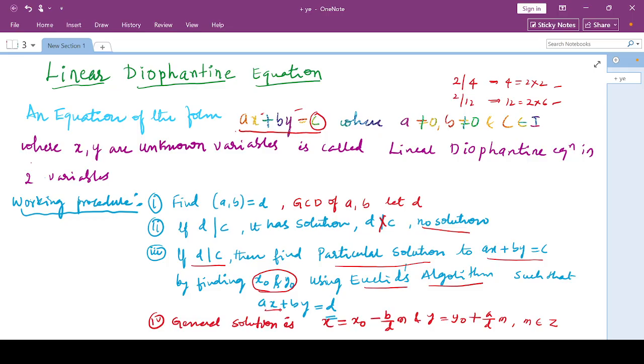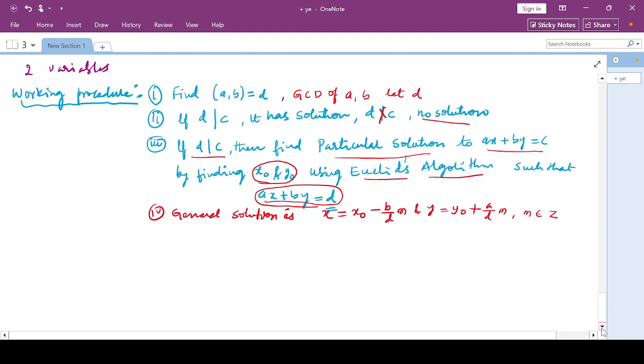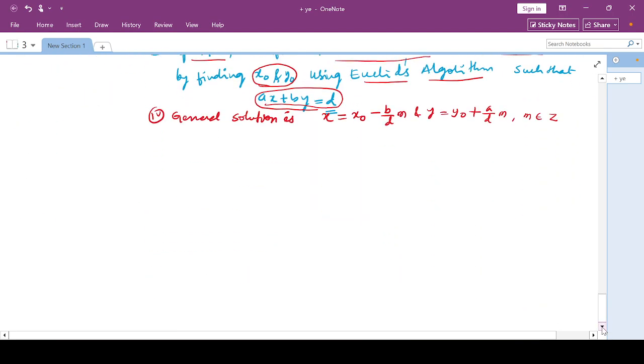We need to express the GCD in the form ax plus by. Once you express it in the form ax plus by, you can write the general solution: x is equal to x0 minus b by d into m, and y is equal to y0 plus a by d into m, where m is an integer. Now let us discuss an example based on linear Diophantine equation.